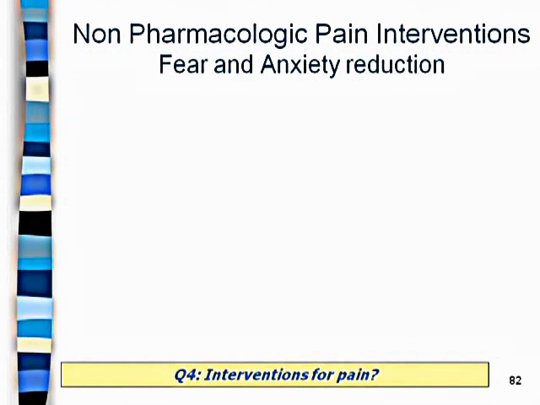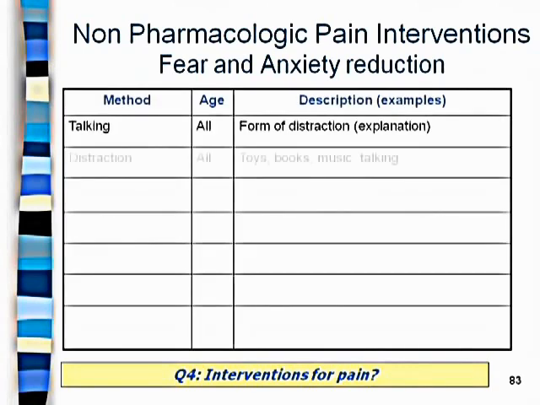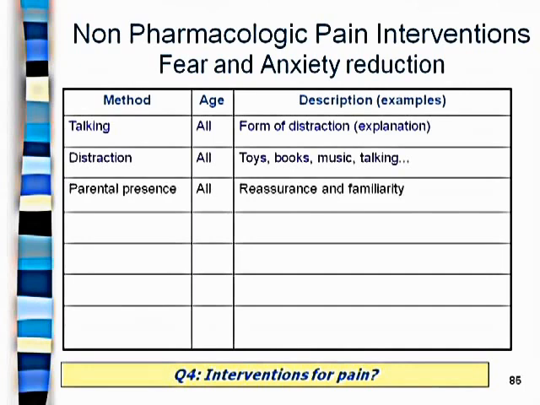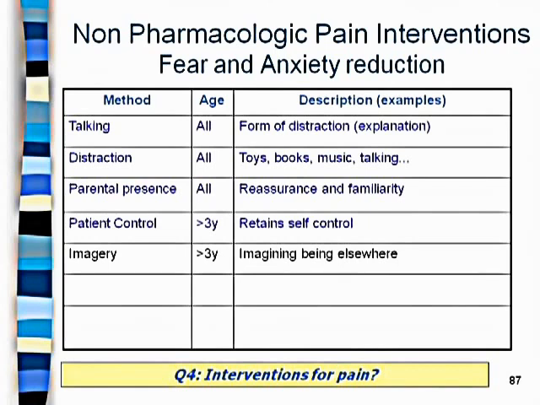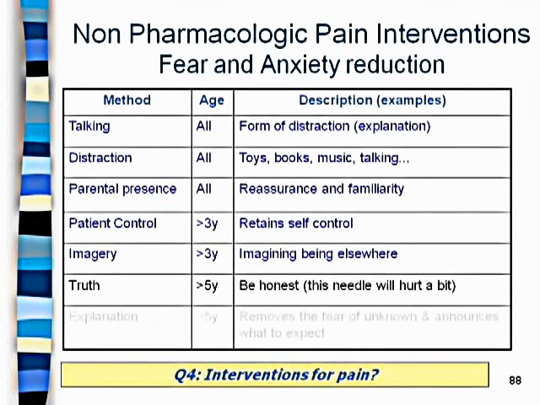There are other non-pharmacological interventions that would reduce the fear and anxiety of a patient. Talking, distraction, the presence of one or both parents, allowing the patient as much control over the situation as possible, and imagery. Explaining to children 5 and over will remove the fear of the unknown. It is said that the fear of the unknown is much greater than the fear of pain. Telling the truth is very important for some children, especially those older than 5 years of age.